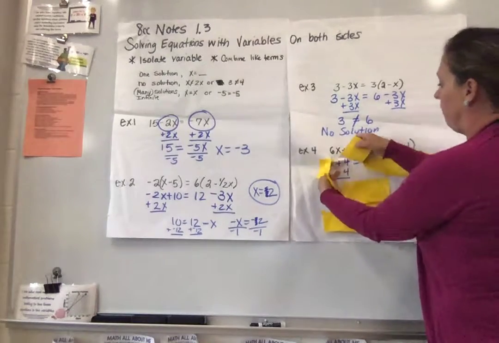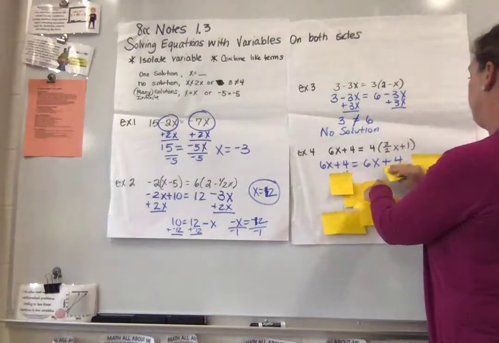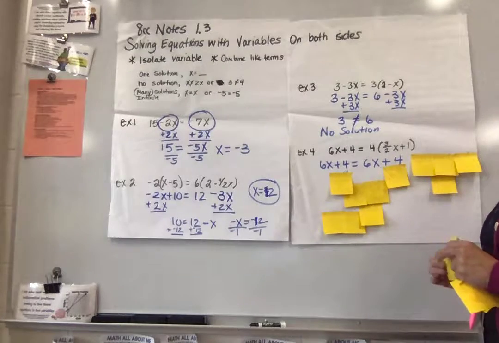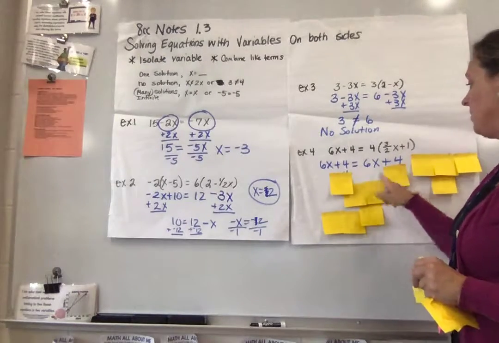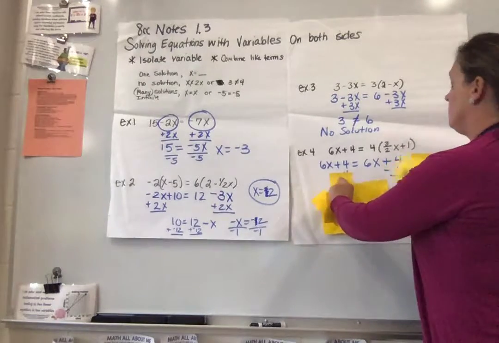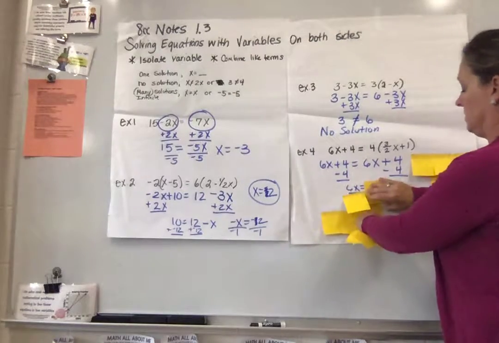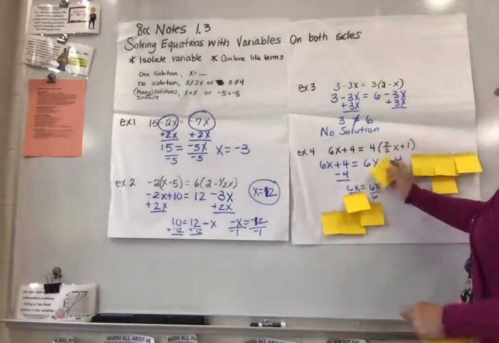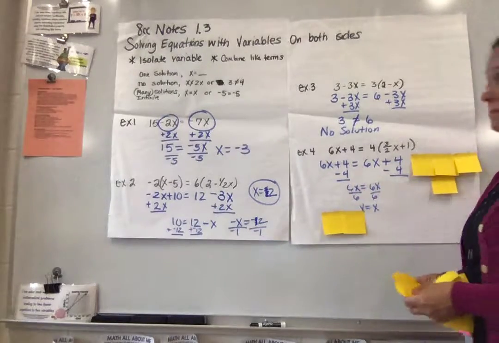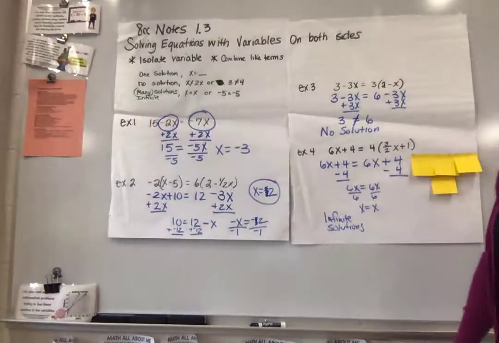In example 4, we went ahead and we did the distributive property. And we have 6x plus 4 equals 6x plus 4. Some of you are able to stop there because you can see that both sides of the equation are the exact same. So you can subtract 4 on both sides and end up with 6x equals 6x. Divide by 6, x equals x. Because x equals x, it's an infinite number of solutions.